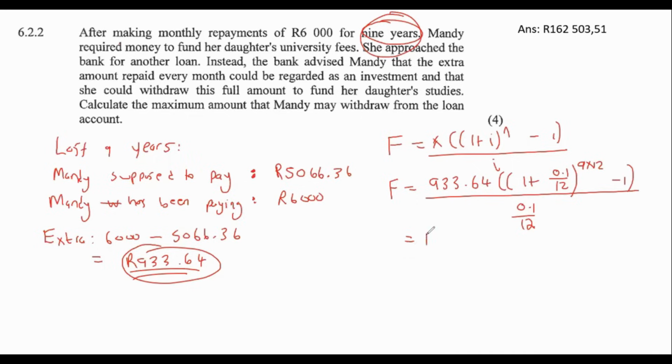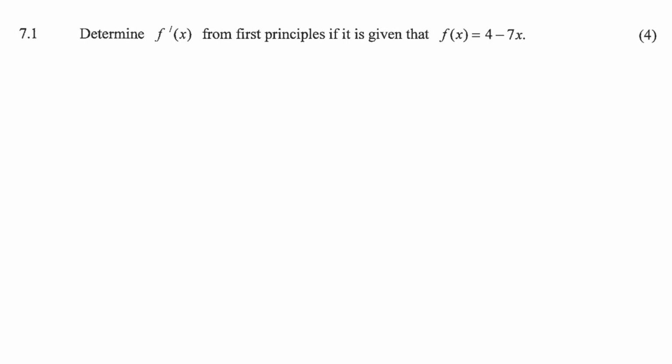And that means that that amount of money would have accumulated to 162,503 Rand and 51 cents. Determine f prime of x, which is the first derivative, using first principles.